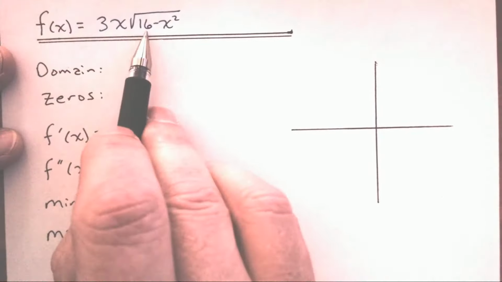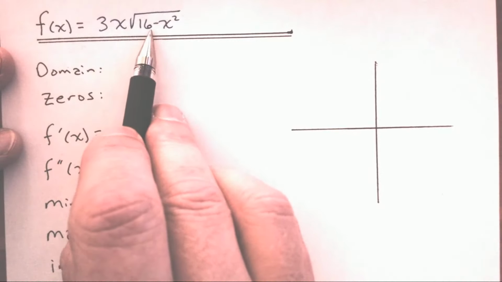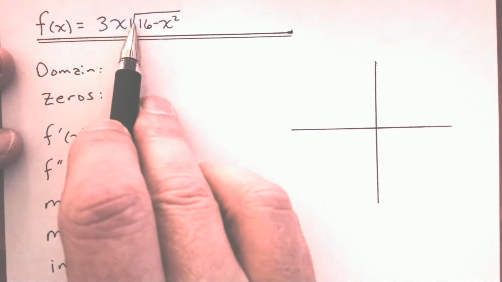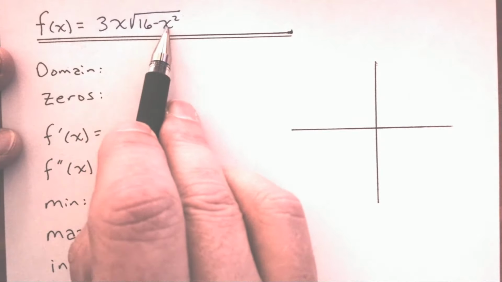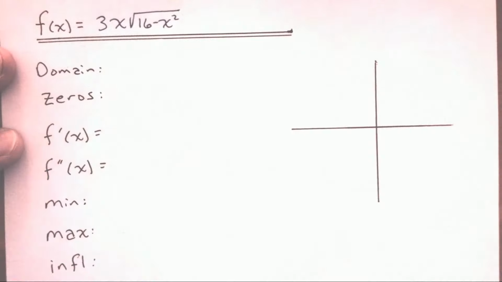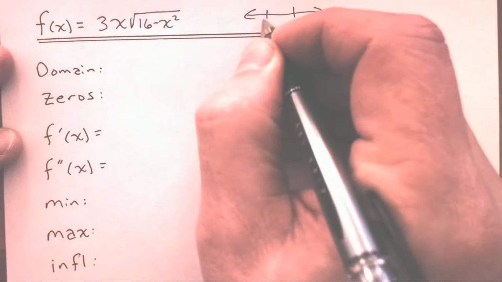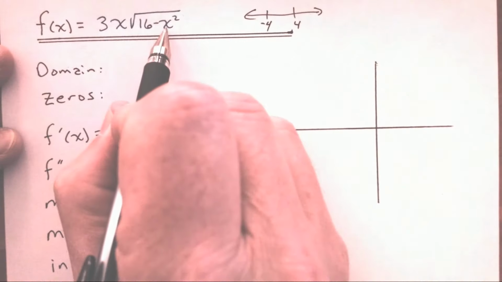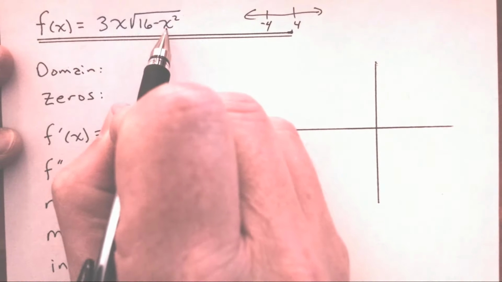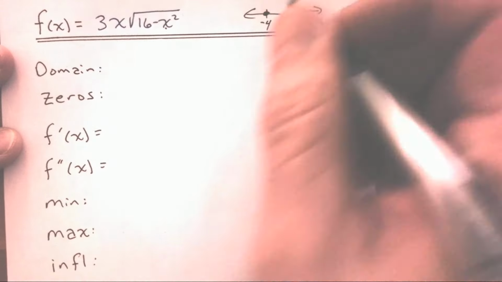So, domain, we ought to recognize 16 minus x squared under a radical. We know that it can be 0, but it can just barely be 0. Therefore, 4 is a boundary for us. So I can maybe just jot that over here on a number line. 4 is a boundary, as is negative 4. And I can put 4 here, barely, and I can put negative 4 here, barely. But I can put them, so solid dots.